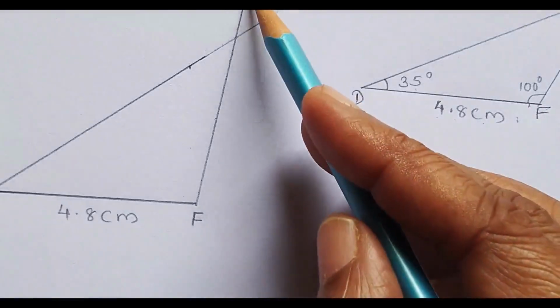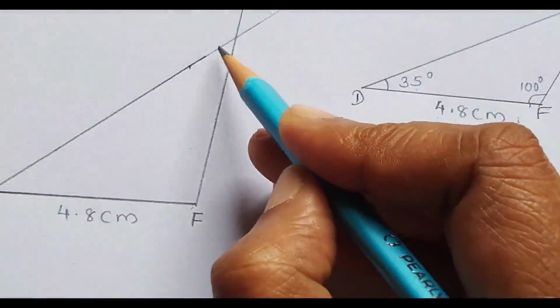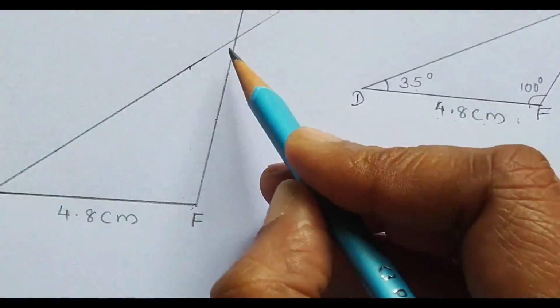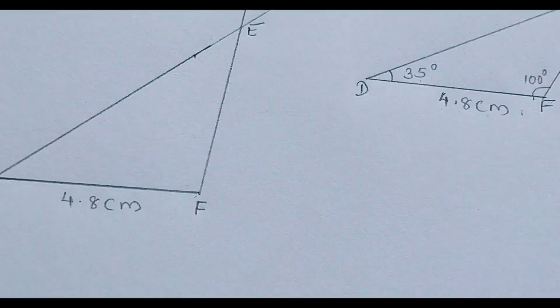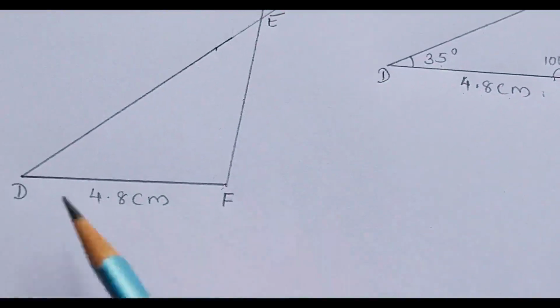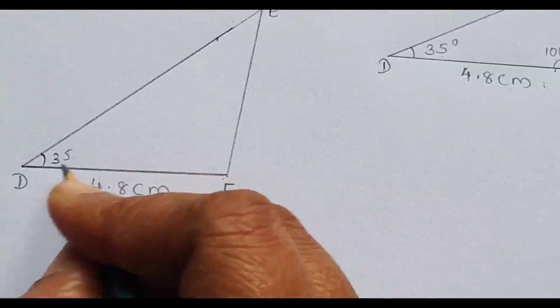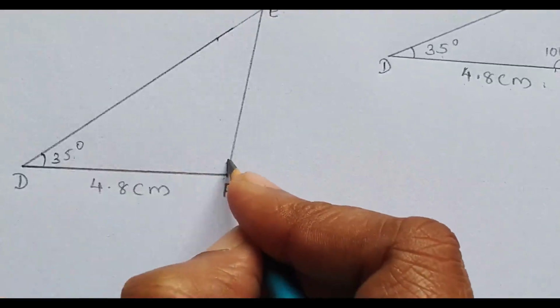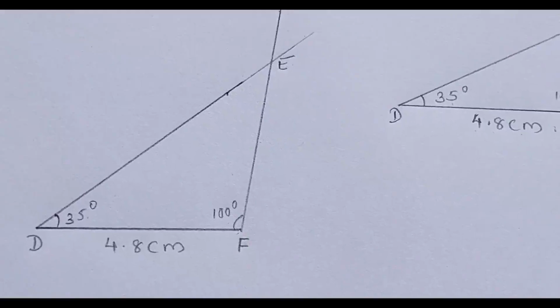Now join the points that you marked and the vertex. The point of intersection of the two rays will give you the point E. Okay, so this is how you draw the triangle when two angles and one side is given. This is angle D is 35 degrees and angle F is 100 degrees. This is how your completed figure will look.